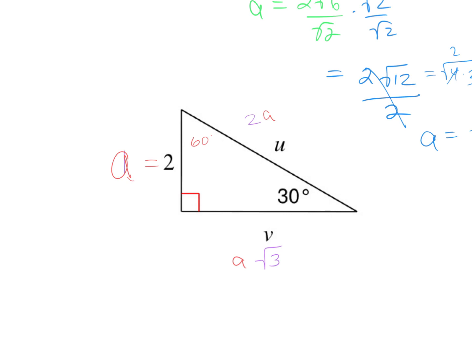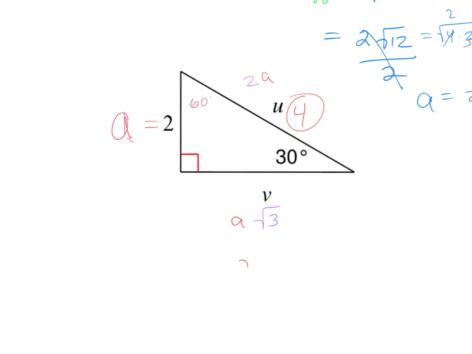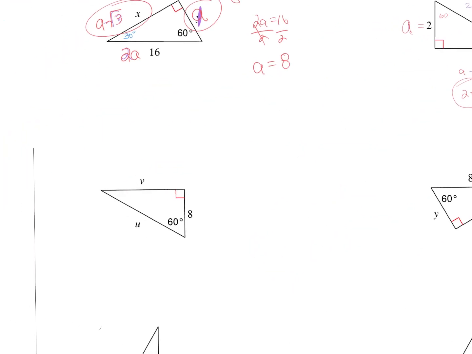You guys with me? All right, so this is super easy to find the rest of them. What does U equal? How long is side U? 4. Where'd you guys get that? 2 times. Good. What is side V? 2 square root of 3. Once you find the A, it's super easy. You just stick the root 3 behind the A for the side across from 60, and then you double it to find the hypotenuse.